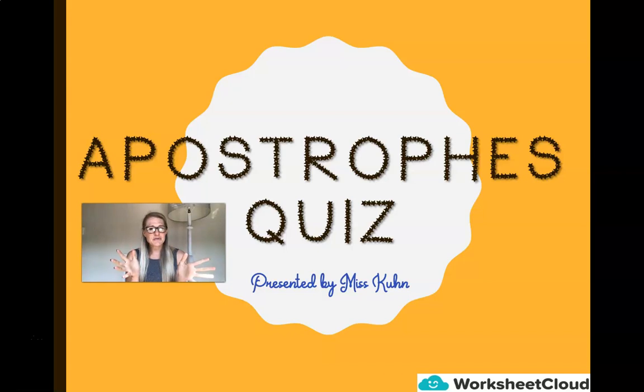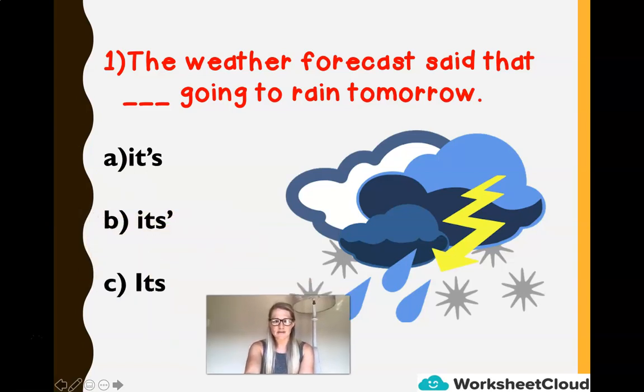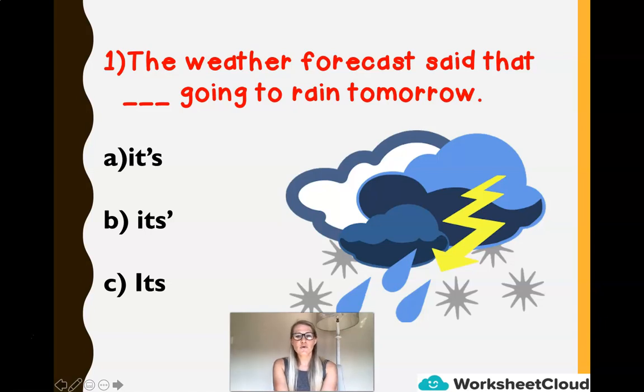Okay, I hope that you remember, that you're focused, you're warmed up, and you're ready for our quiz. Remember, 15 questions, number them 1 to 15 on your piece of paper, and we're going to do them question by question. Have you got your English apostrophe thinking caps on? Let's do this. Right, question number 1. The weather forecast said that it's going to rain tomorrow. Is it A or B or C?